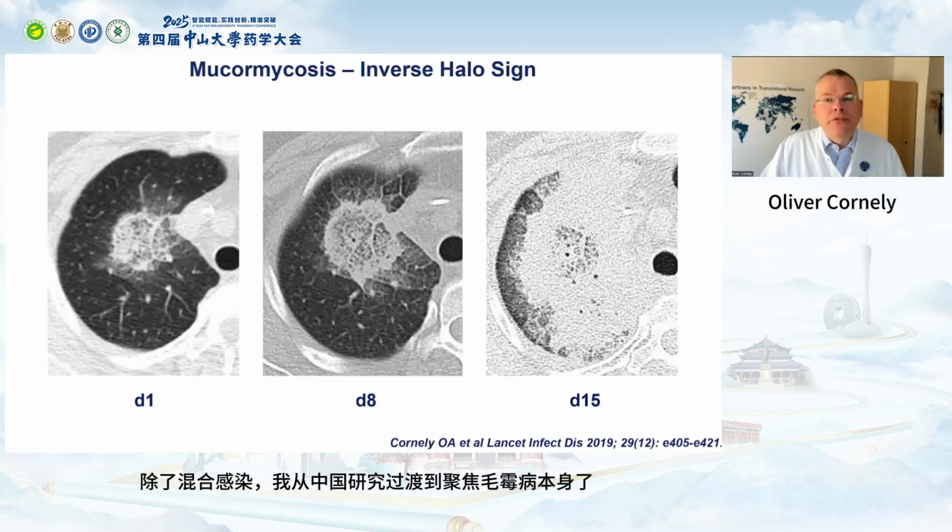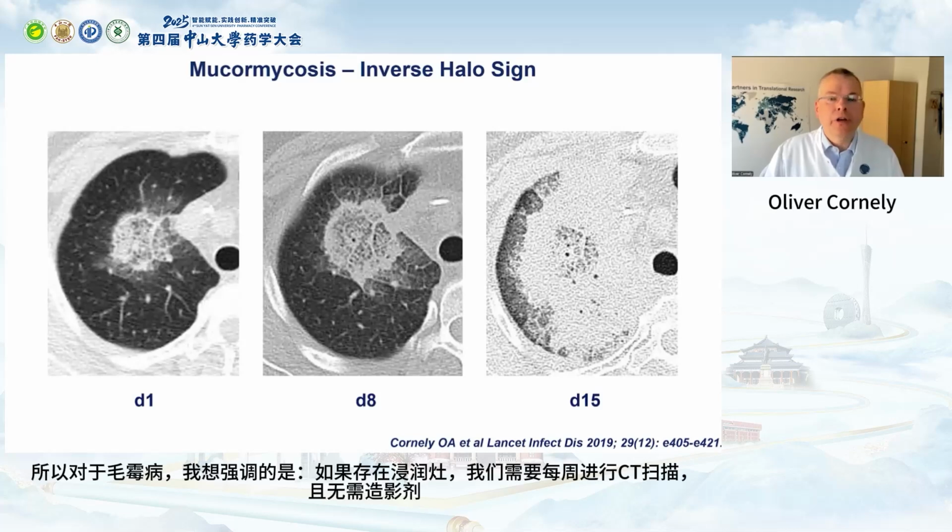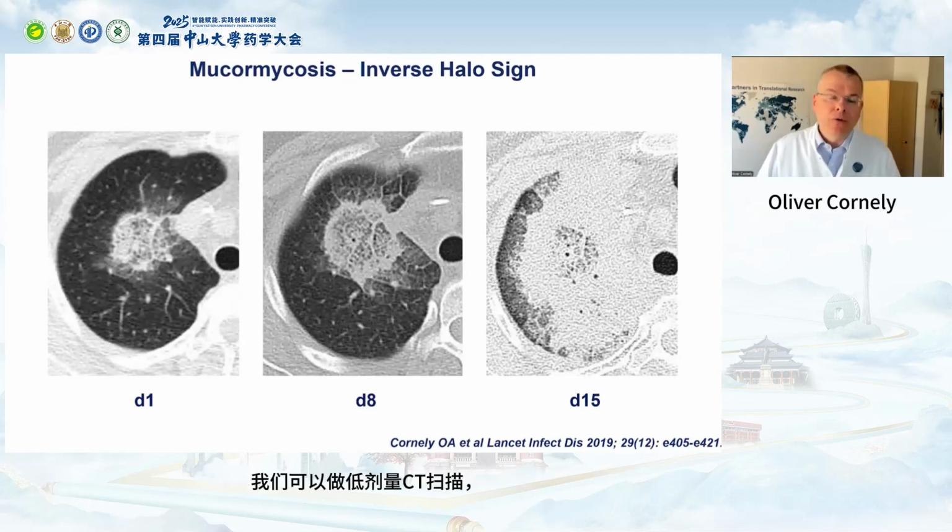Apart from mixed infections, and I already moved over to mucormycosis with the Chinese study, in mucormycosis I want to emphasize we need to do CT scans every week if there is an infiltrate. It's CT scans without contrast, and we can do low-dose CT scans, which is more or less the same as a chest X-ray, but it has much more information.